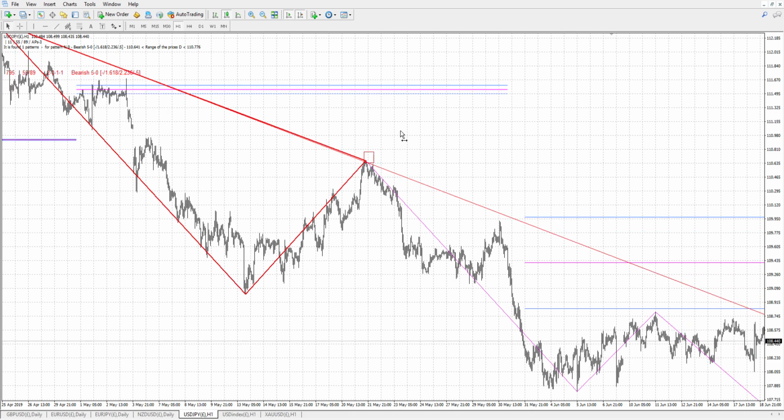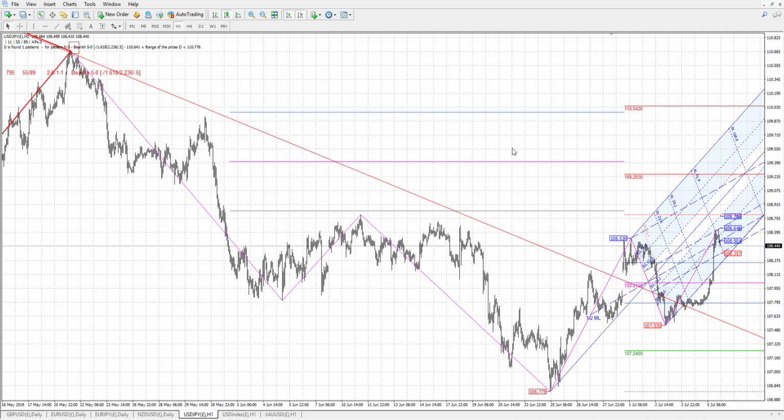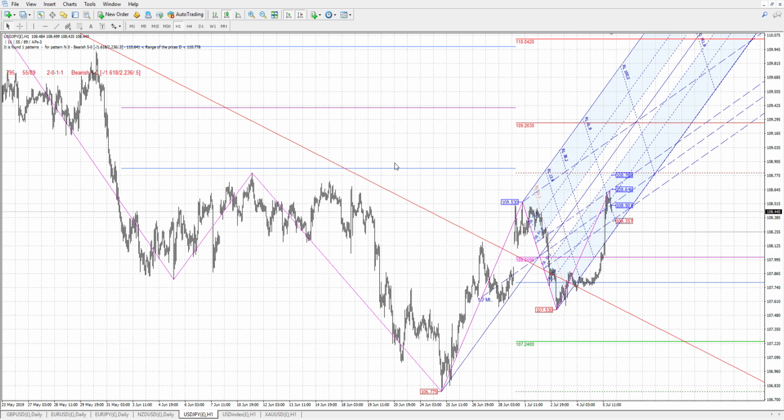Let's have a look. Yeah, so clearly bounced off that, and we're above pivot 2. This is resistance, ascending pitchfork. The SSI is signaling to sell. That's worth bearing in mind, but it's not extreme sell.